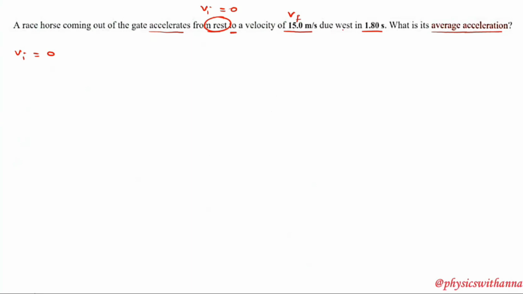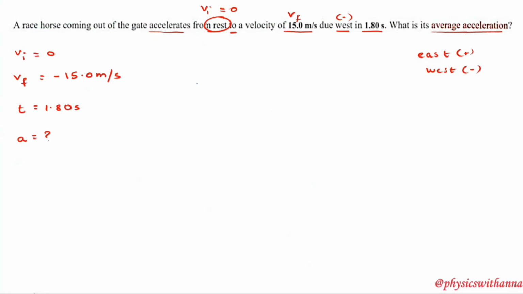And V final is due west. Direction west has a negative sign. So I write my V final to be equal to minus 15 meter per second. Velocity is a vector quantity, and whenever they give you direction, you have to put the right sign for it. East is taken as positive and west will be taken as negative. Then the time in which this happens is 1.80 seconds. We need to find average acceleration.